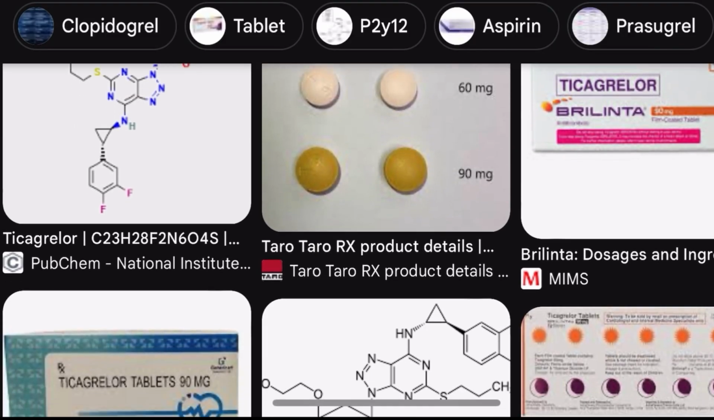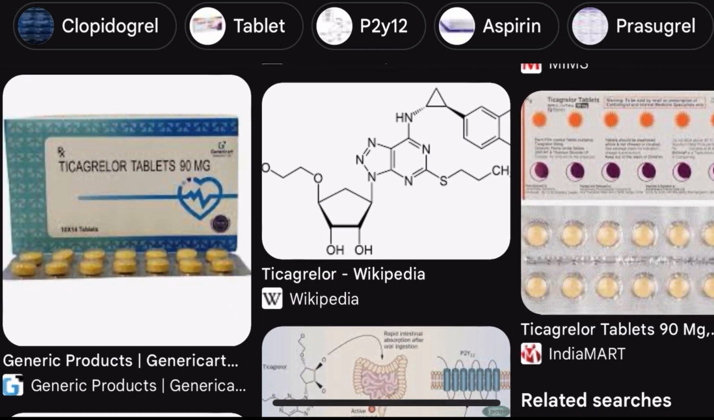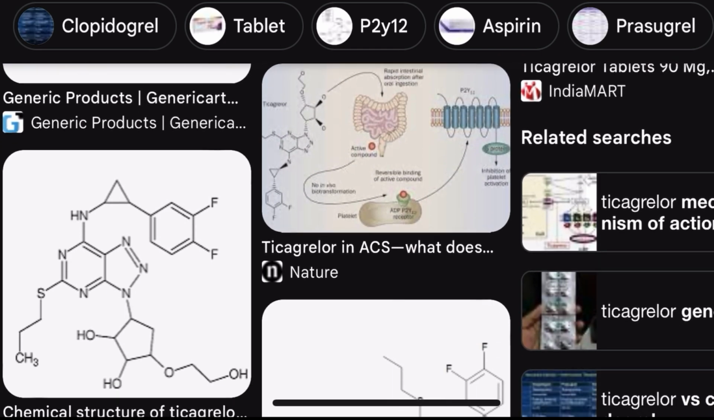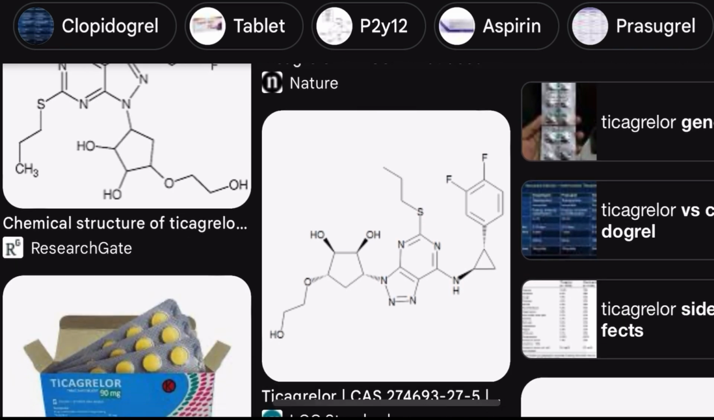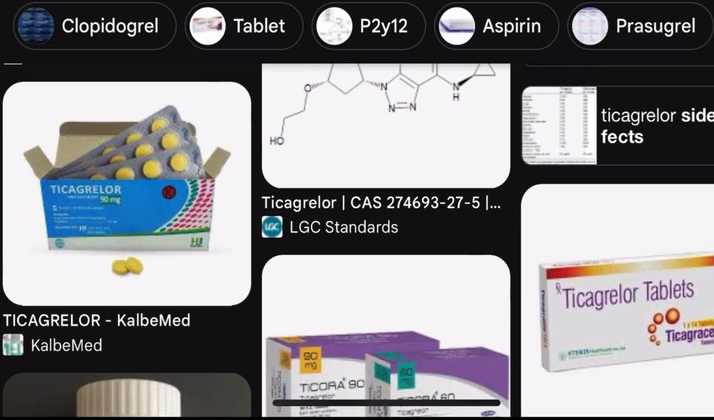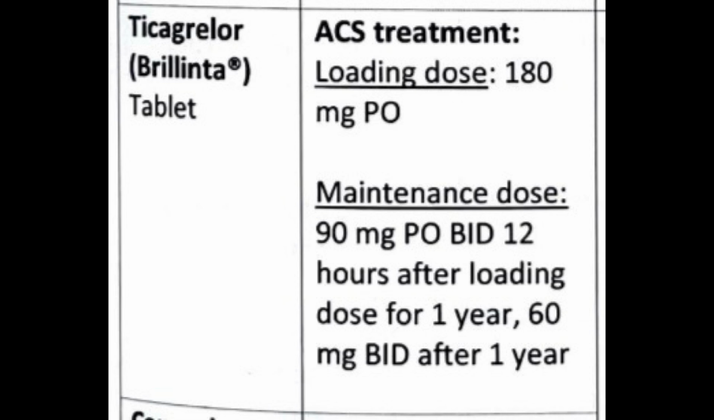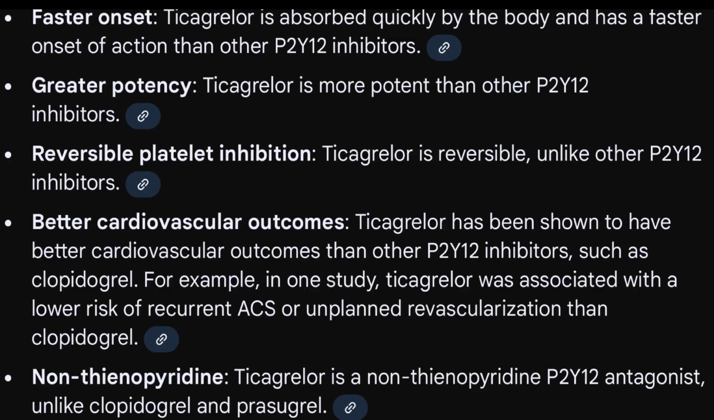Next we have ticagrelor, Brilinta. It's 180 milligrams by mouth loading dose, and then 90 milligrams twice a day starting 12 hours after that loading dose for 1 whole year. Then you want to do 60 milligrams twice a day after that. This is if a patient has ACS and they are treating this with Brilinta. It is the preferred agent to use in medical management as well as with PCIs.